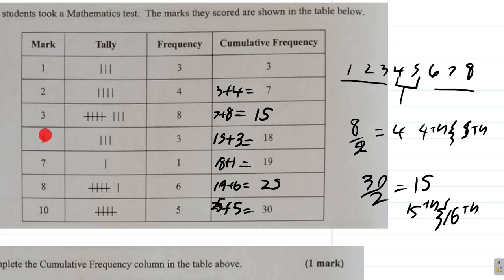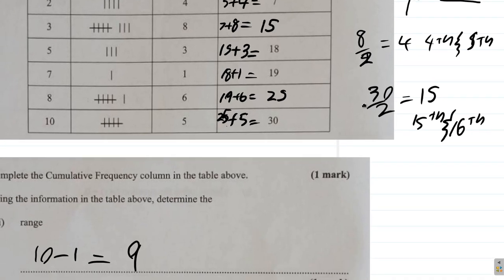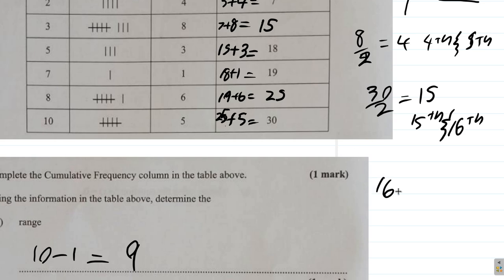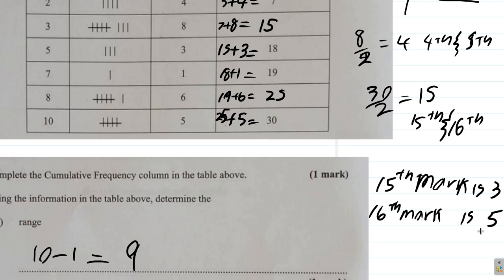Alright? So the 15th mark is a 3 and the 16th mark is 5. Now the marks 3 and 5 would be in the middle of the distribution if you lay out all the marks.